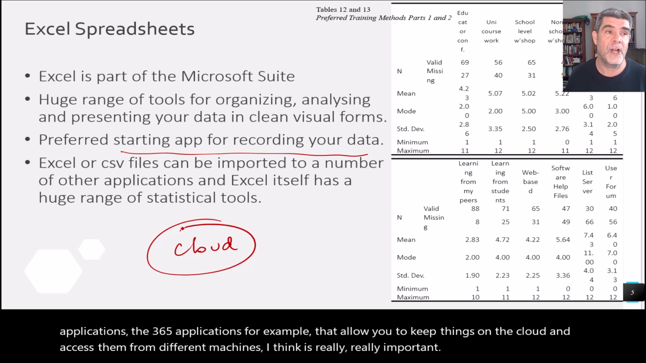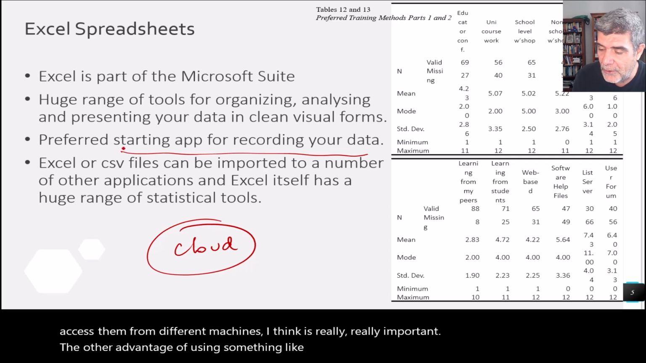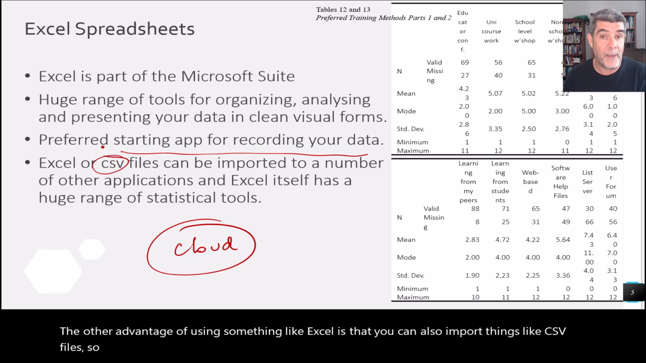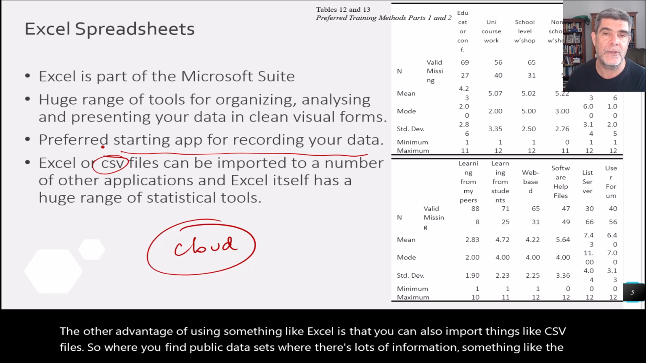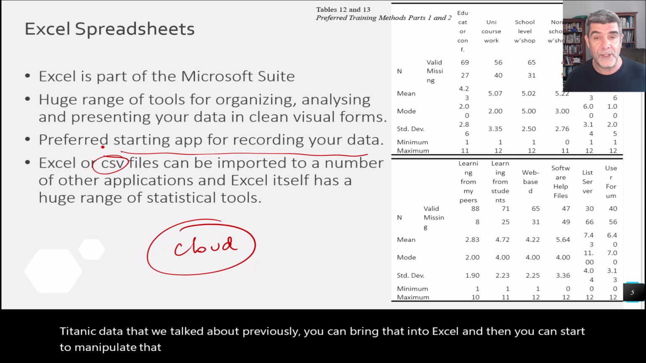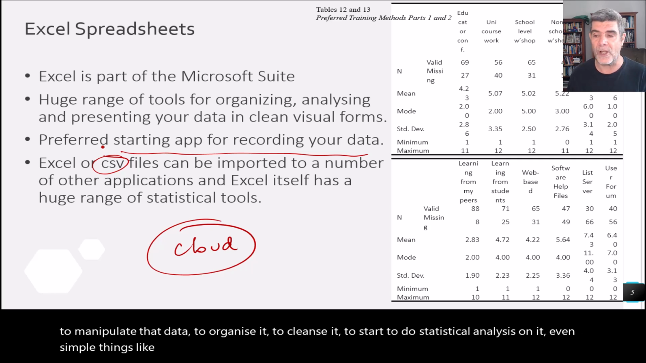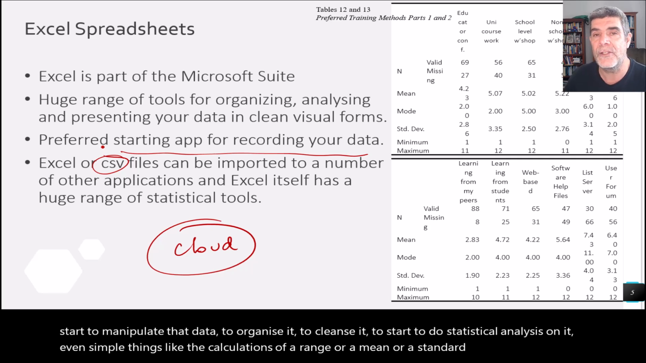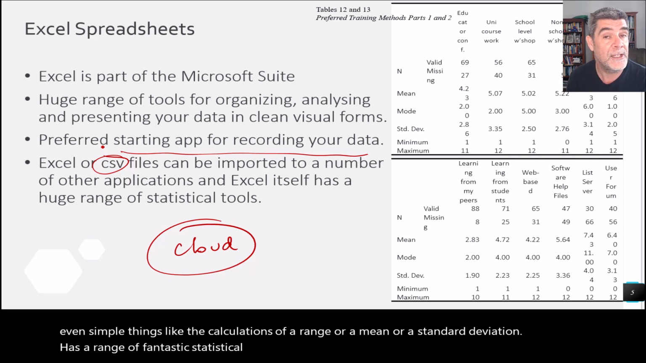The other advantage of using something like Excel is that you can also import things like CSV files. So where you find public data sets where there's lots of information, something like the Titanic data that we talked about previously, you can bring that into Excel and then you can start to manipulate that data, to organize it, to cleanse it, to start to do statistical analyses on it, even simple things like the calculations of a range or a mean or a standard deviation. And Excel has a range of fantastic statistical tools that help you to do this.